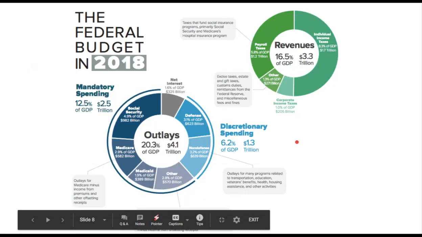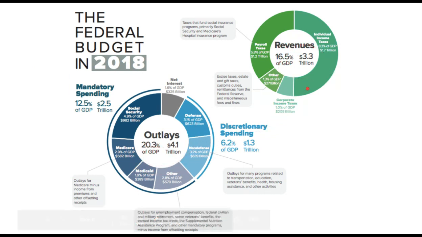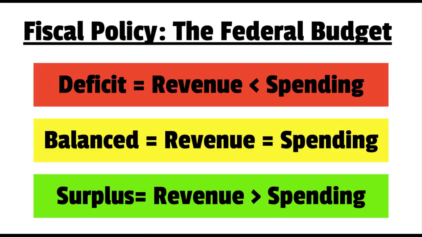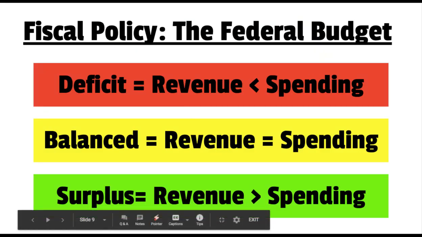And if you think about the previous slide, we had $4.1 trillion outlaid and we had $3.3 trillion in 2018 coming in. So that means there was about $1.2 trillion, right? Did I do that math right? No, I did not do that math right. Point eight trillion that we didn't have. So in 2018, we had what's called a deficit. And a deficit is when the revenue is not as great as the spending.